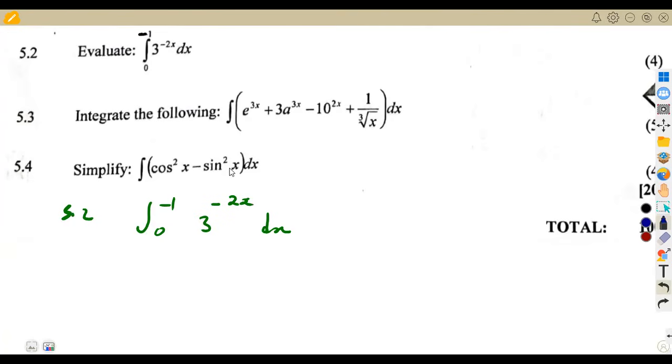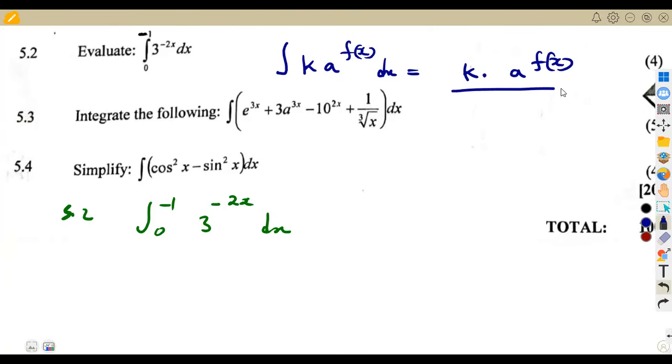Remember, we had a derivative about this. What about the integral? I told you that the integral of k times a to the exponent of f of x, with respect to x, is going to give us k times a to the exponent of f of x. It remains as it is on top. But on the denominator, you're going to find the derivative of f of x times the ln of a, which is the ln of the base.